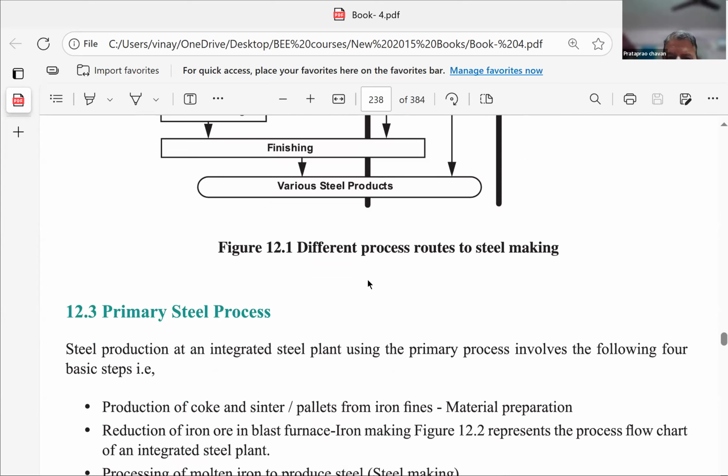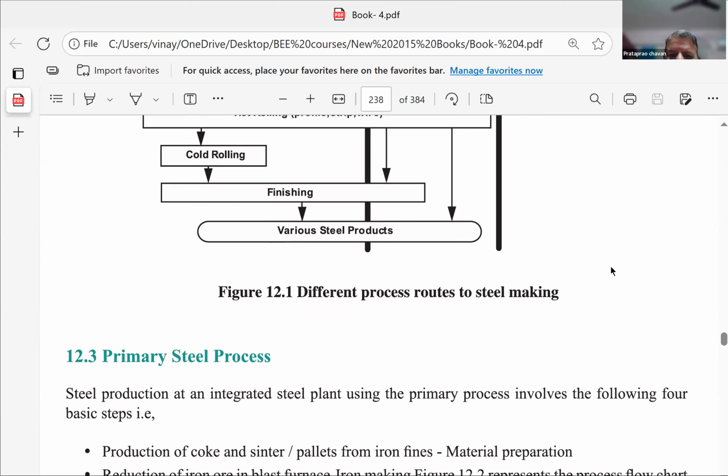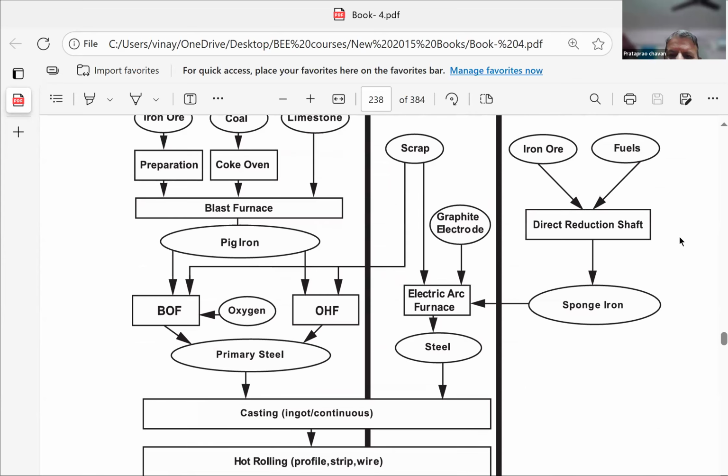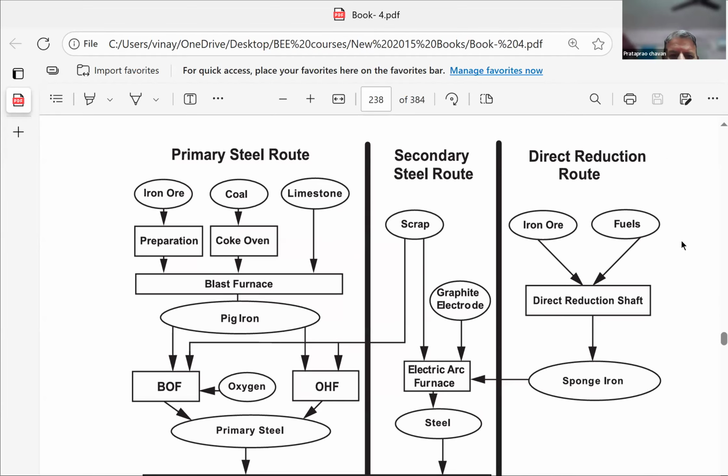Now there are different processes, routes, of steel making. Briefly, let us touch on them for your own understanding. What is the primary steel route? Making the steel using input from iron ore that is coming from the iron ore mines.